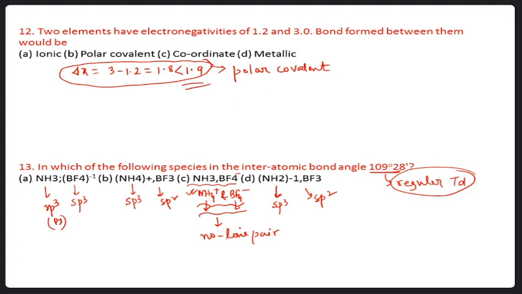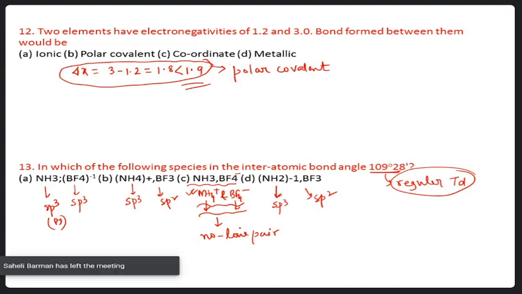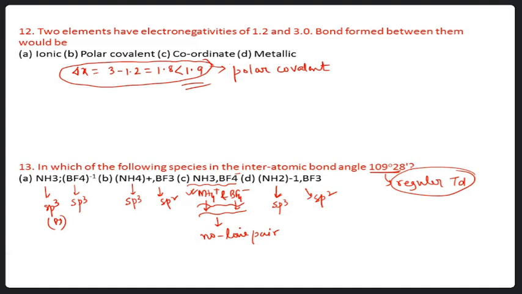This is the theory. If the bond angle of any molecule changes, it means there is some lone pair, or maybe some pi bonding, which is double bond formation. That's why the bond angle sometimes changes. So the correct option should be NH4 plus and BF4 minus.